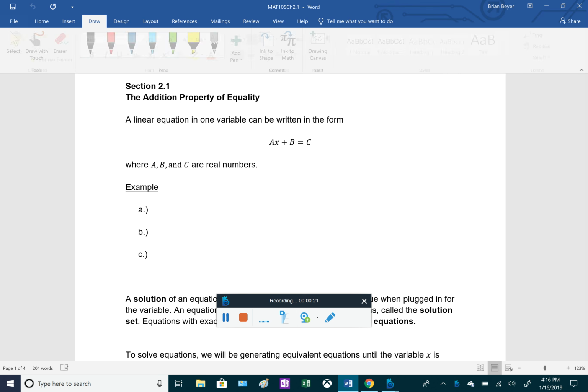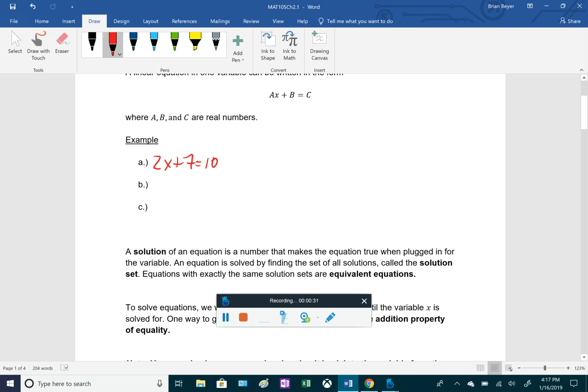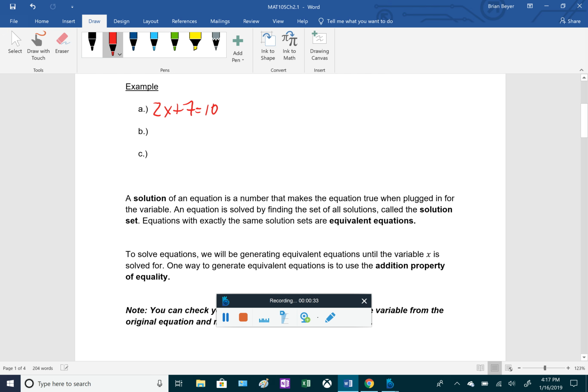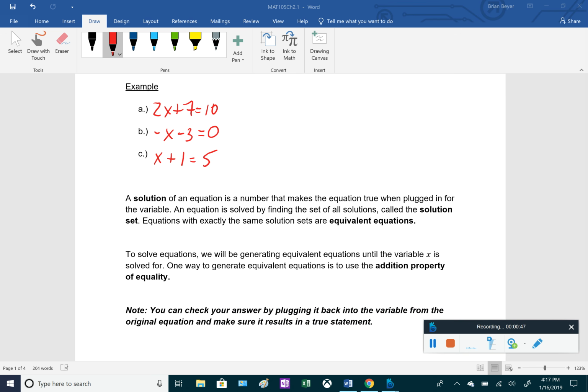For a couple examples of this, we can have something like 2x plus 7 equals 10, or negative x minus 3 equals 0, or x plus 1 equals 5. So these are just random examples of linear equations with one variable.